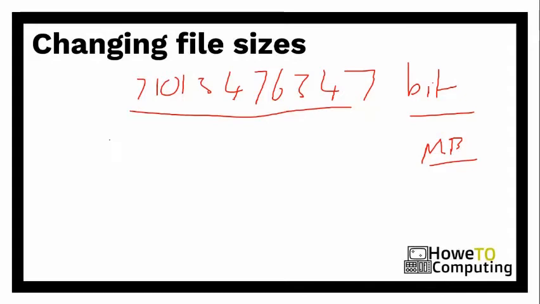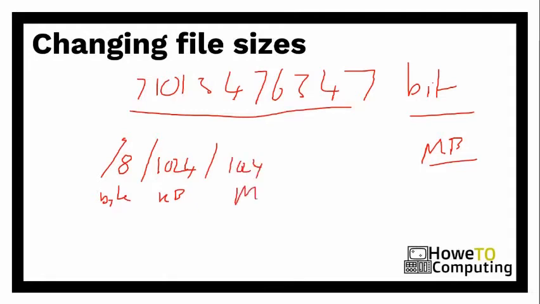What we would do first is take the answer here in bits, and then we divide it by 8, because then that would be our bytes. Then we divide it by 1024, which would be in kilobytes. And then we divide it by 1024 again, and that would be in megabytes. So that's the answer there.